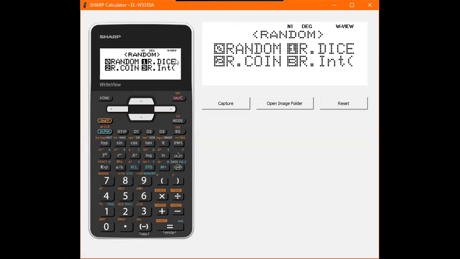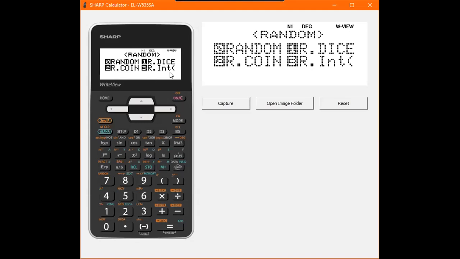Then your dice, exactly like a dice, so it has the numbers 1 to 6 that show up randomly. Your random coin is a math coin. So instead of saying heads and tails, it's going to say 0s and 1s. And then, of course, random integer is any two numbers. So you can choose the parameters of your random numbers.